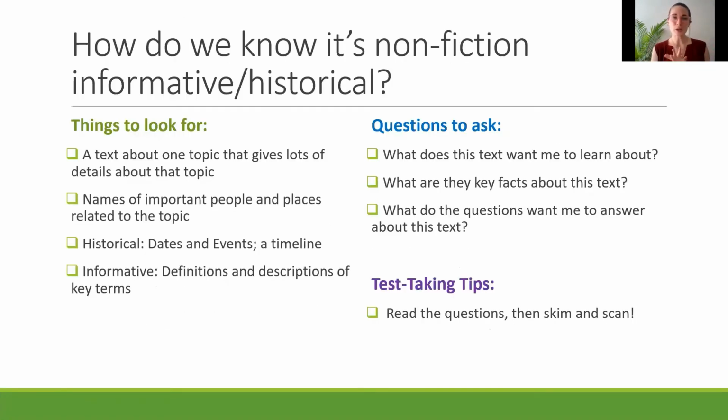Okay, so our next question, how do we know if it's nonfiction, informative, or historical? And I put these together because they have a lot of similarities. So here are some things to look for. This is a text about one topic, and it gives lots of details on that topic. You're going to see a lot of important names of people, places, and other things related to the topic.